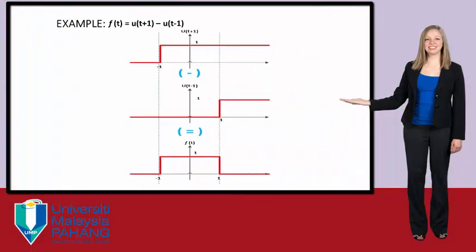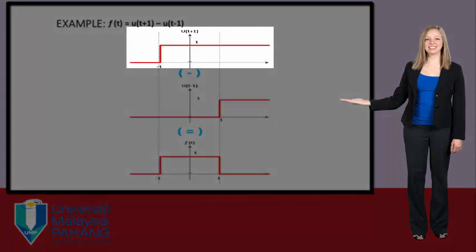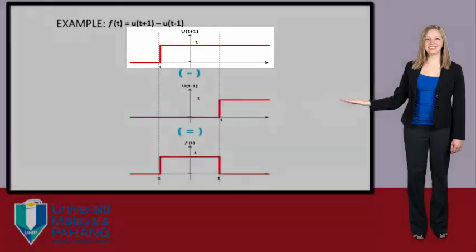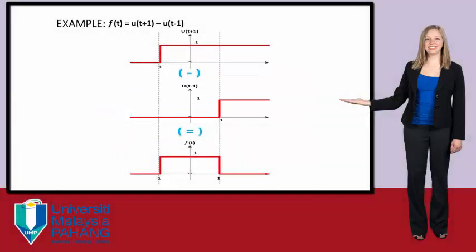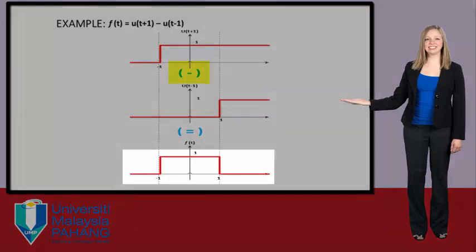This example shows how the combination of two unit steps can represent the rectangle function. The first signal, which is the top one, is a shifted unit step u(t plus 1), while the second signal is another shifted version of unit step u(t minus 1). Subtracting the second signal from the first signal will produce the rectangle function f(t).